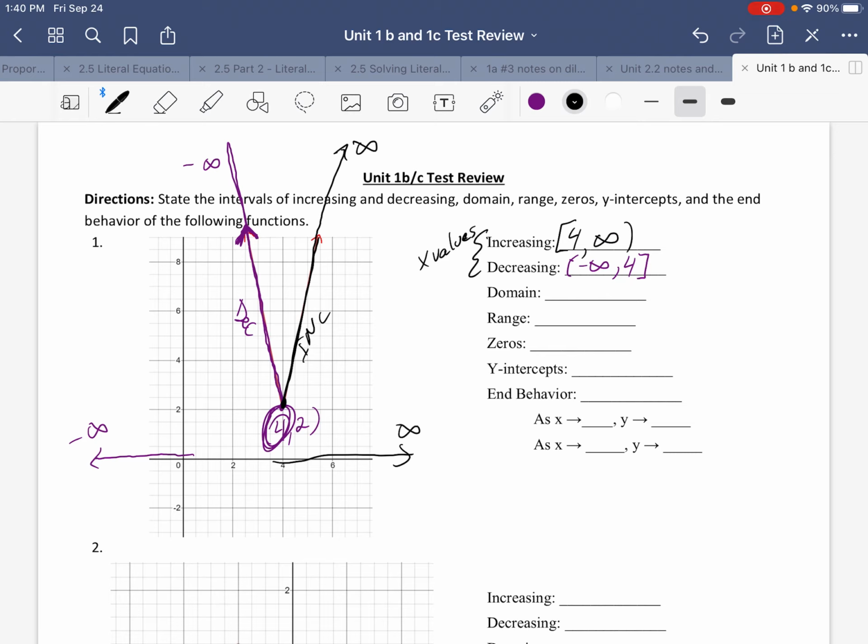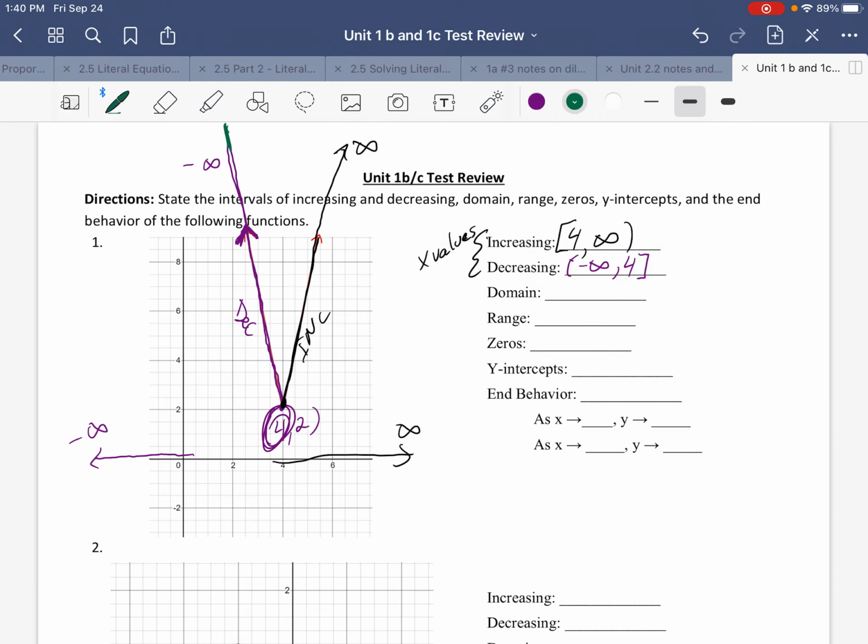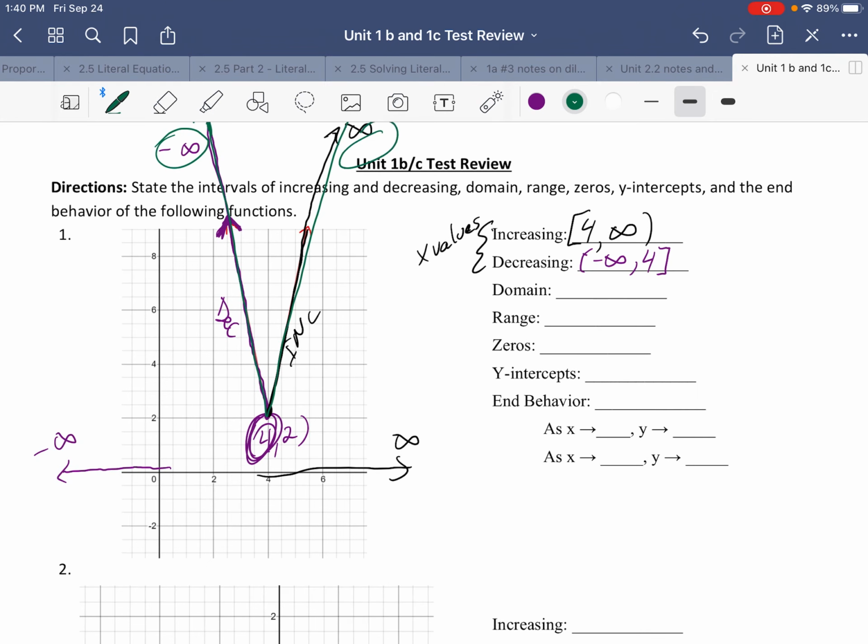Domain. Domain is how far left to how far right does the graph go. So domain-wise, the graph starts on the left. It's going to go left forever. So left forever is negative infinity. And how far right will it go? Well, it'll continue to the right forever. Right forever is positive infinity. So our domain is negative infinity to positive infinity.